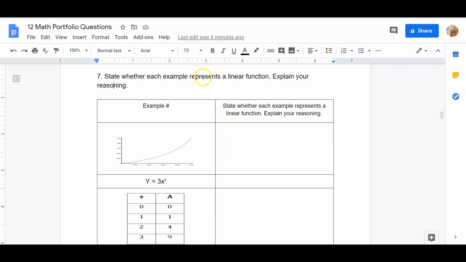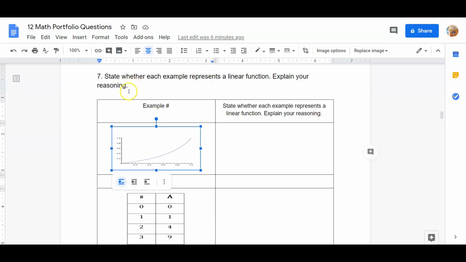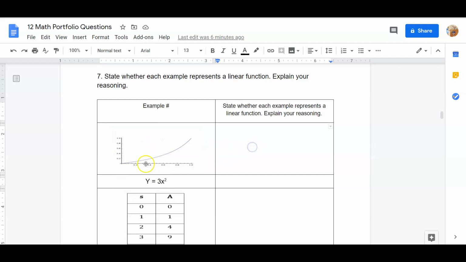So look at number 1, right? What do you notice about the graph? You'll notice that there's an x and a y axis. Is it a straight line? Is this curving line straight? I don't think so, right? So the question asks you to state whether each example represents a linear function and explain your reasoning. Keywords, explain your reasoning.